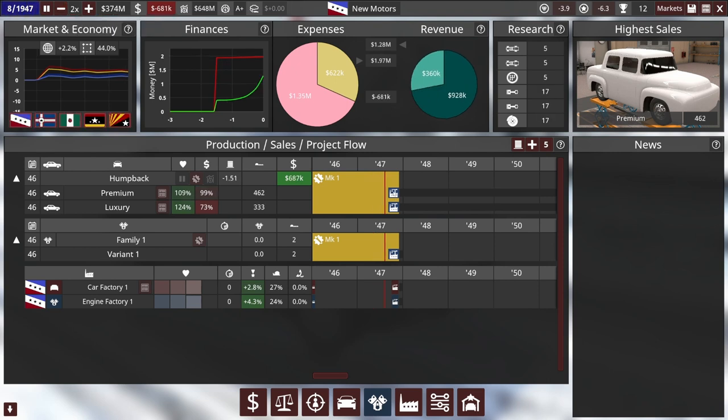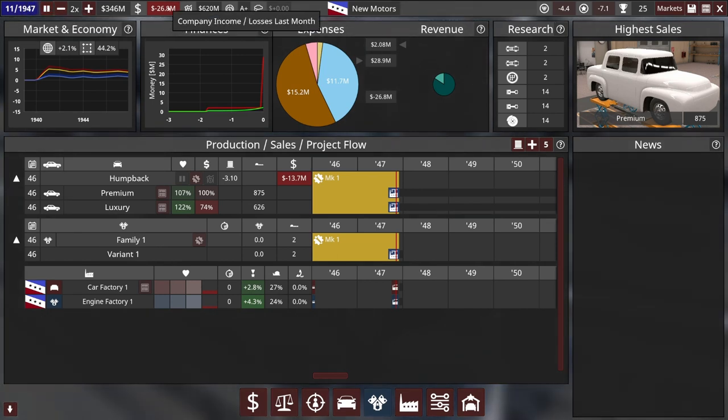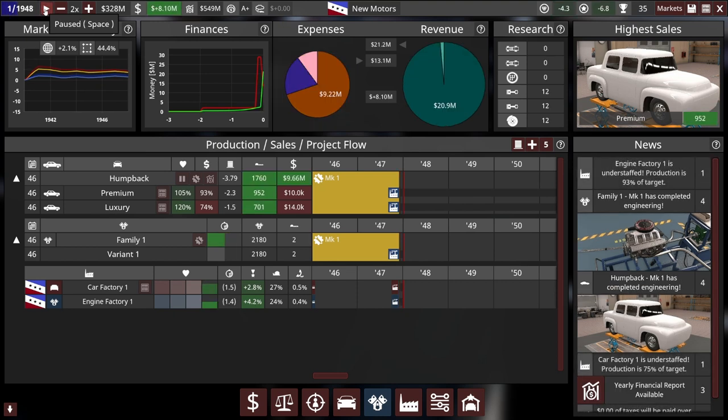As we get to the point of constructing our factories in the timeline, it's going to start costing us a lot more money. But that's okay. Yeah, $26 million spent that month. But we are doing great. In fact, we've come out, we're making cars, we're immediately raking in the dough.